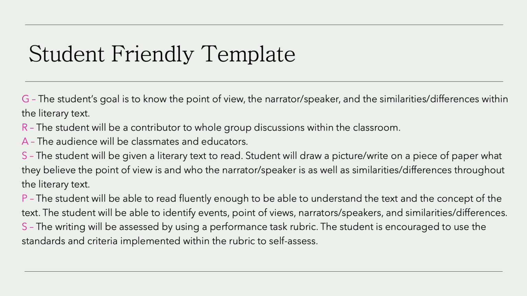The student will be able to read fluently enough to be able to understand the text and the concept of the text. The student will be able to identify events, point of views, narrators or speakers, and the similarities or differences. The writing will be assessed by using a performance task rubric. The student is encouraged to use the standards and criteria implemented within the rubric to self-assess.